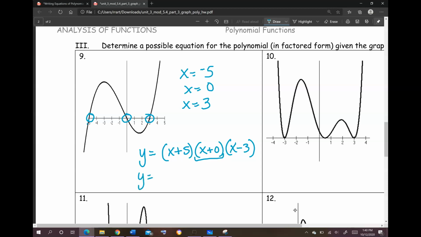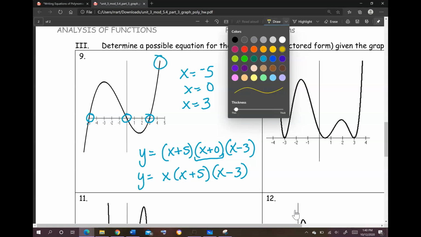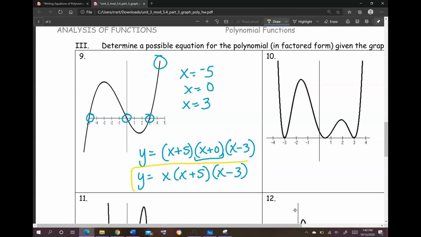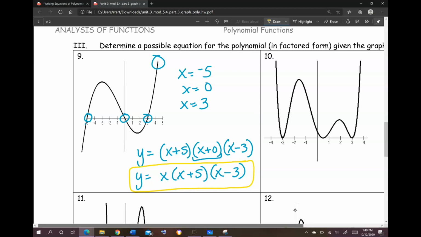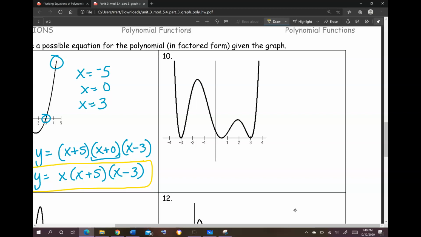So really this is written as x times x plus 5 times x minus 3. It ends pointing up, so my leading coefficient's positive. So once you rewrite it, you are done. Okay? All right. Let's do some that touch, okay?